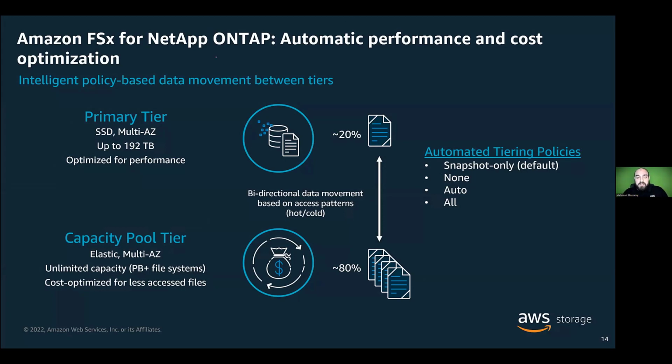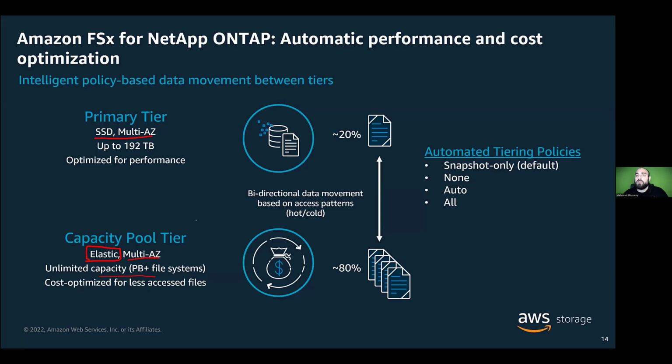When you configure the FSx file system, you would need to have two different tiers. Primary tier, or what you call the hot tier. This will be eventually using SSDs. And as we mentioned, it's multi-AZ. The cold tier or the capacity tier is elastic, meaning I don't have to specify a specific size in the beginning. It's also multi-AZ and it can scale up to petabytes, virtually unlimited capacity.